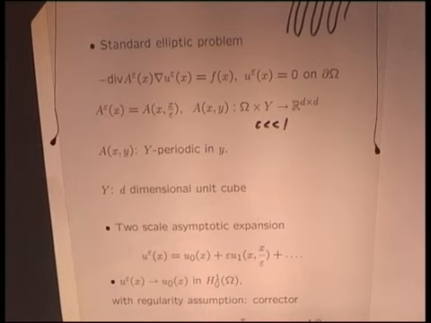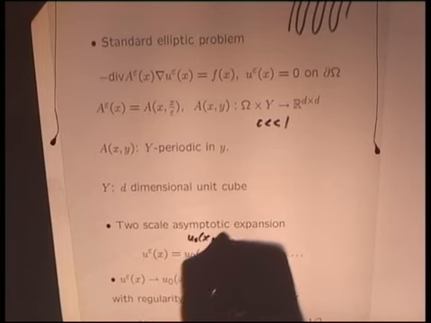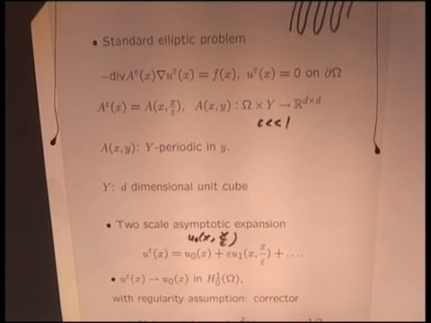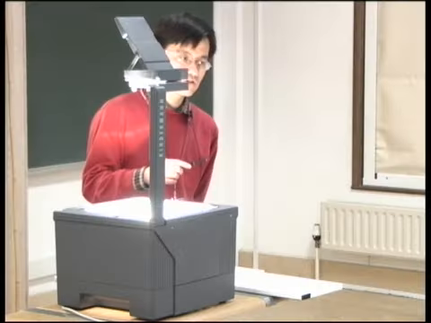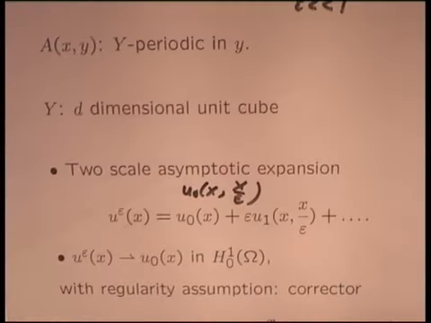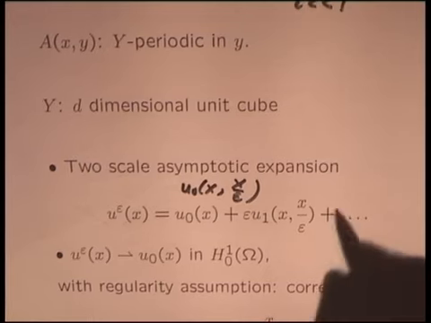u epsilon, we write it as a sum of, say, u0(x). Yes, so here first we assume that u0 also depends on x and x by epsilon. So we write u epsilon as an asymptotic expansion in terms of epsilon. So we write u epsilon as u0(x, x/epsilon), and then epsilon u1(x, x/epsilon). And if we want, we can write down a few more terms here, like epsilon squared times u2(x, x/epsilon), and so on. But all we need for now is u0 and u1.